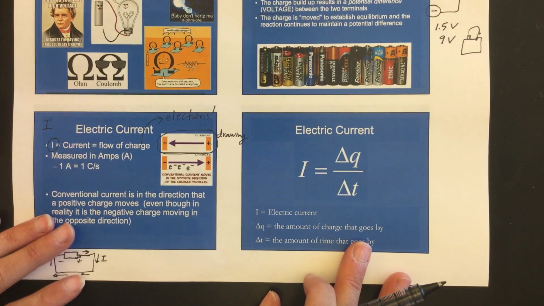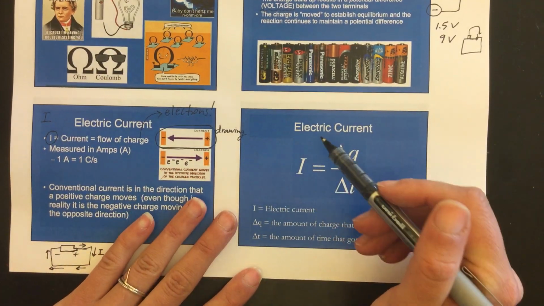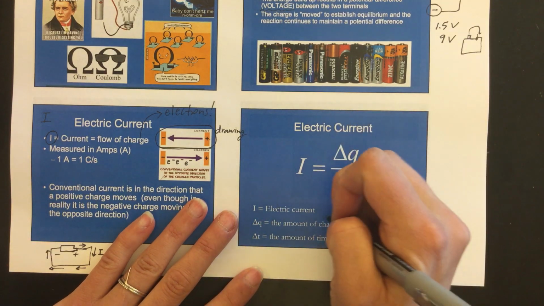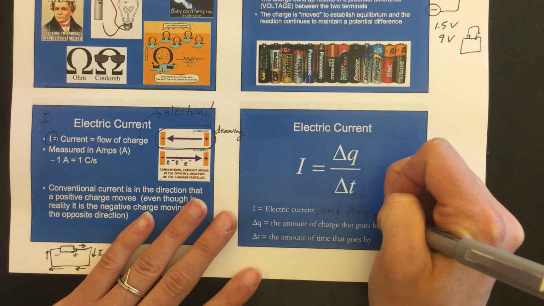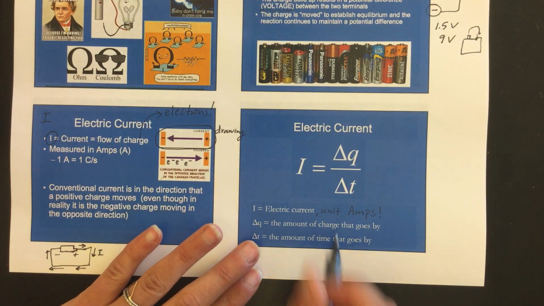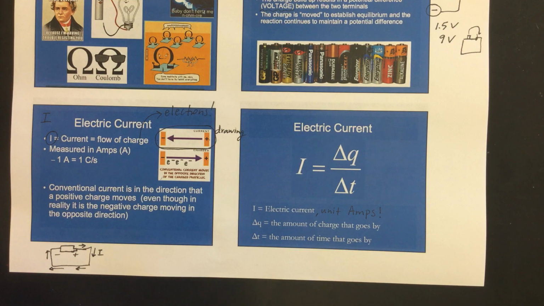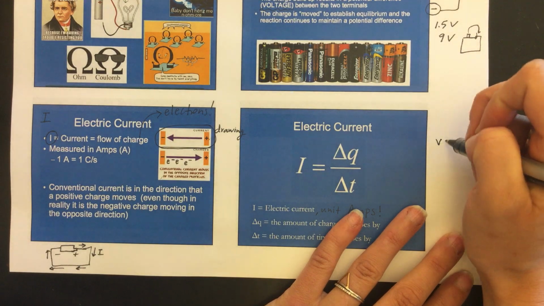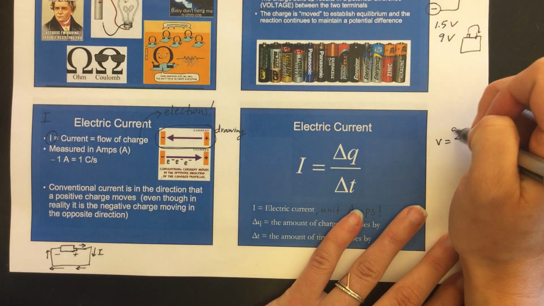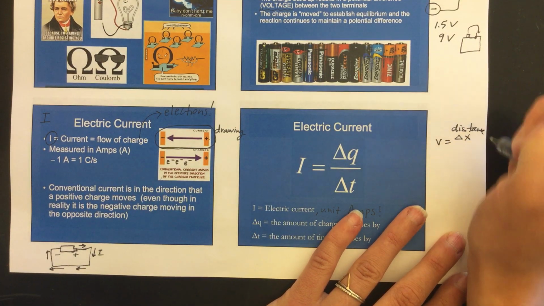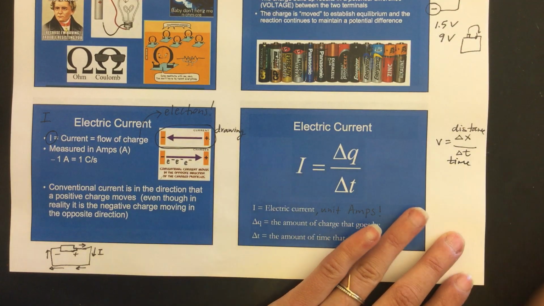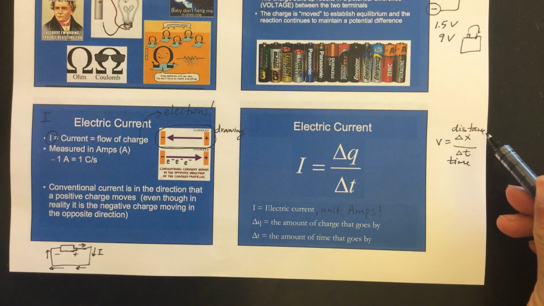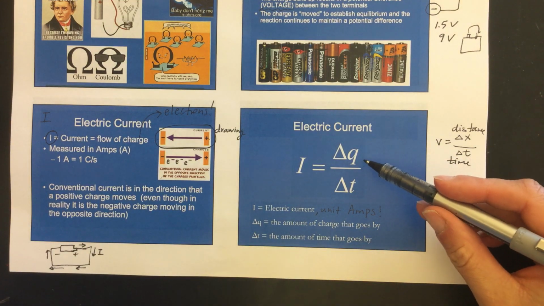So the formula for current. Current is I, that's our letter, and the unit for electric current is amps. Make sure you write that down right now. Capital A for amps. It's like a speed, really. Like how velocity is change in x, or distance, divided by a change in time, current is a speed, not of distance, but of electrons, and specifically of charge.